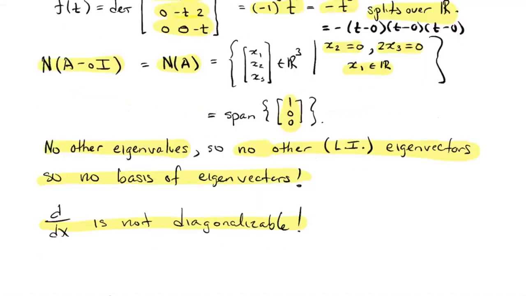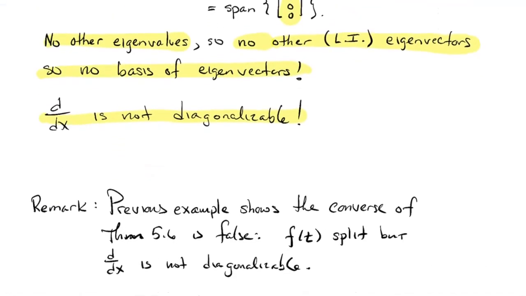So why mention this? Well, it's a nice example that the converse of theorem 5.6 is false. Theorem 5.6 says that if you're diagonalizable, your characteristic polynomial splits. This example shows us that that's not an if and only if theorem. I showed you differentiation on degree 2 polynomials. Its characteristic polynomial splits, but the operator is not diagonalizable. It's a three-dimensional vector space, but there's only one eigenvalue, and the eigenvectors that go with that eigenvalue just form a one-dimensional subspace. So it's not diagonalizable.